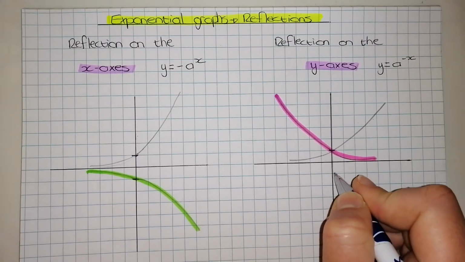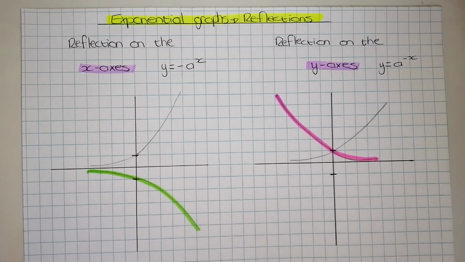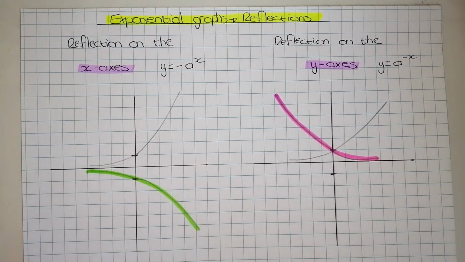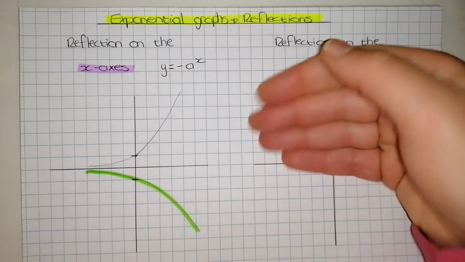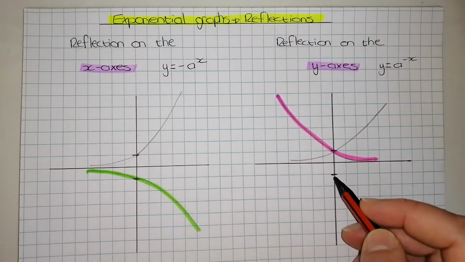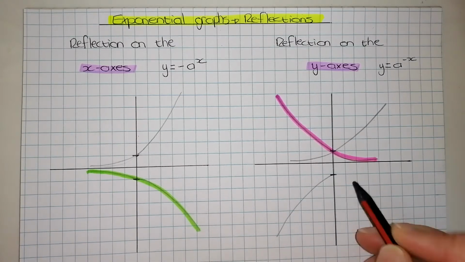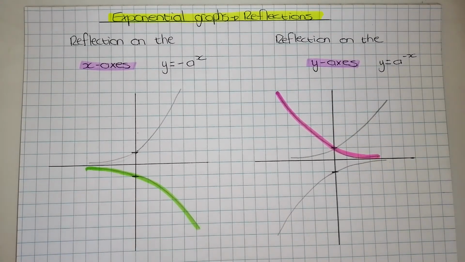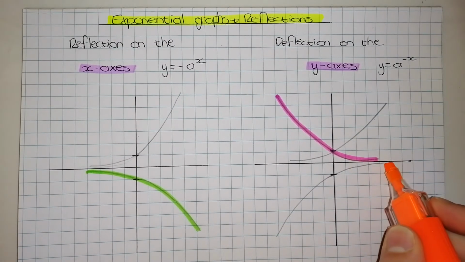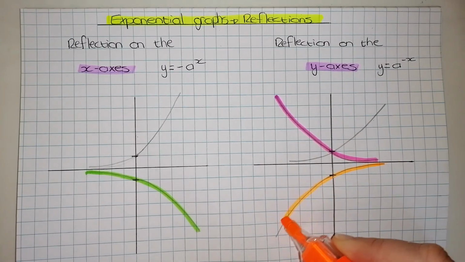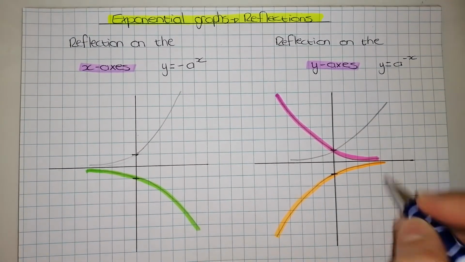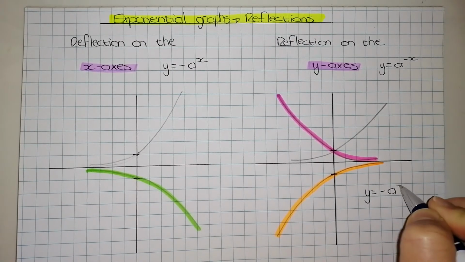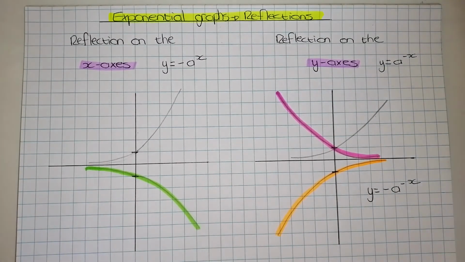So my significant coordinate is going to be 0 and negative 1. But instead of my graph going to the right, it will be going to the left because it has reflected to the pink, and now the pink has to reflect to the bottom. So when drawing that, my long end is going to go to the left and my short end is going to go to the right, closer to the x-axis but not touching it. So my orange graph is my reflection on the y and the x-axis, written as y equals negative a to the power of negative x.